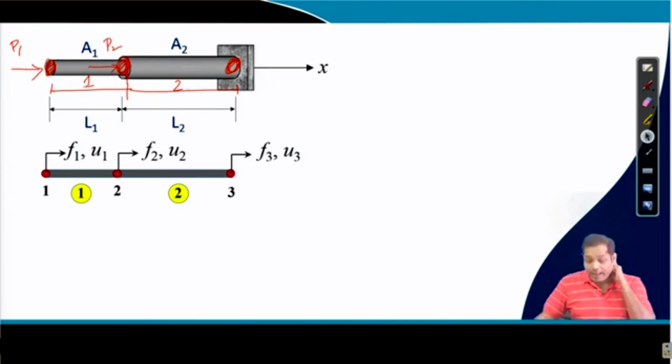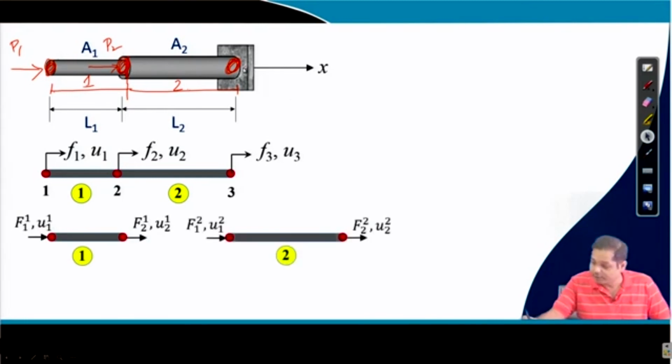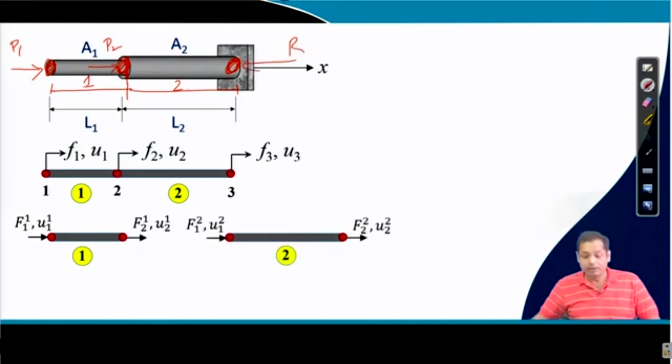And then because of this external load, there will be a reaction. If you draw the free body diagram, there will be a reaction here. Say this reaction will be R. So we can say that F3 is essentially the reaction. So these are F1, F2, F3.